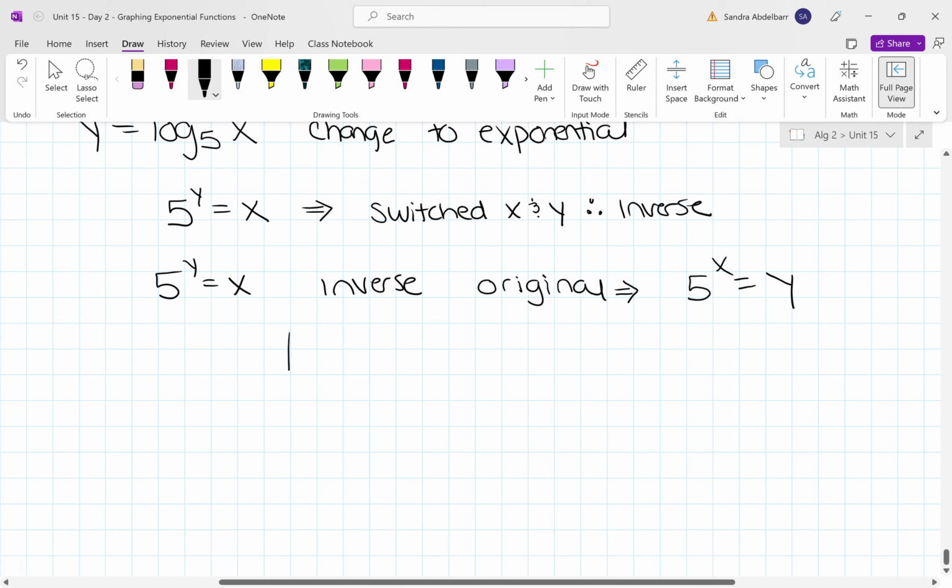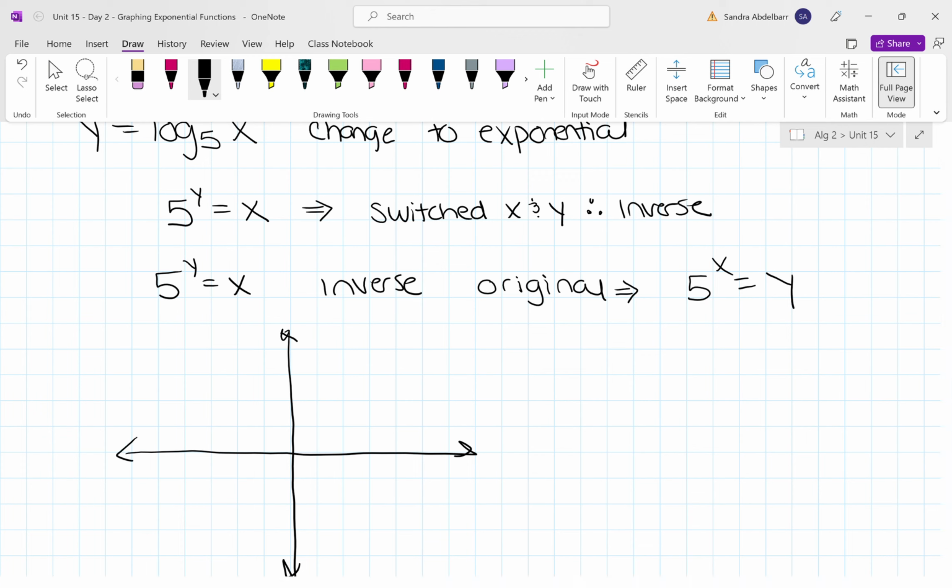All right, let's sketch this. Since this is an inverse, my key point is not 0, 1. What's my key point this time? 1, 0. And now I'm going to have a vertical asymptote 1 unit to the left of my key point. What's 1 unit to the left of our key point? The y-axis, right? I just want to sketch. So all we have to do is have our key point and know it goes out something like that. That's all I need for our sketch.